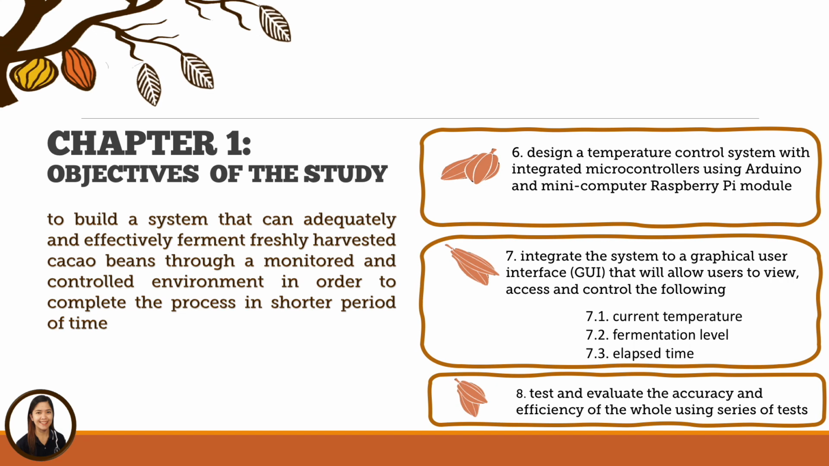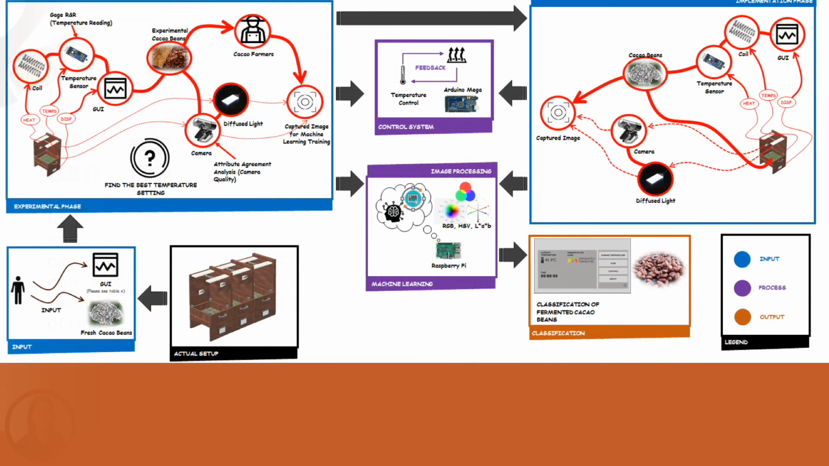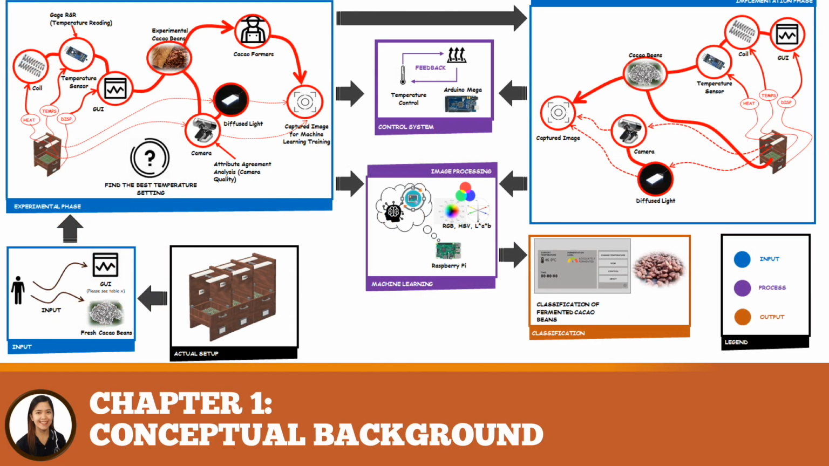As presented in the conceptual framework, we presented the putting of fresh cacao beans to each chamber, as well as the experimental phase and the implementation phase as the inputs of the system, while the control system, image processing, and machine learning construct the processes of the system. And lastly, the classified fermented cacao beans as the output of the system.